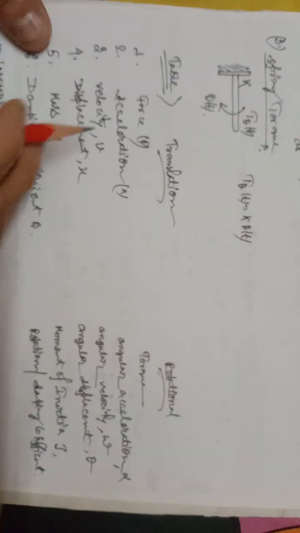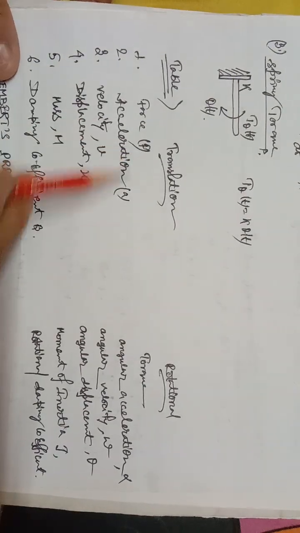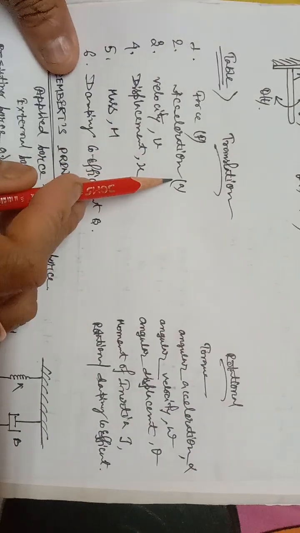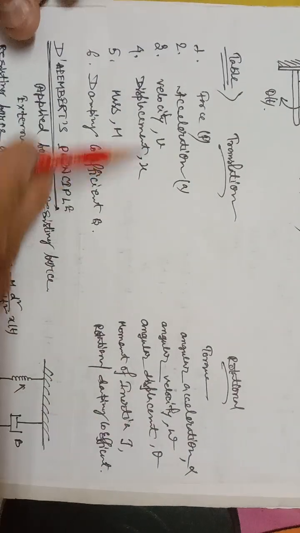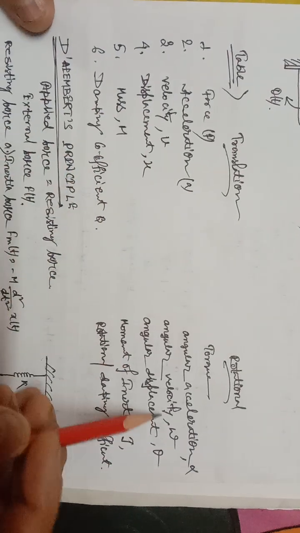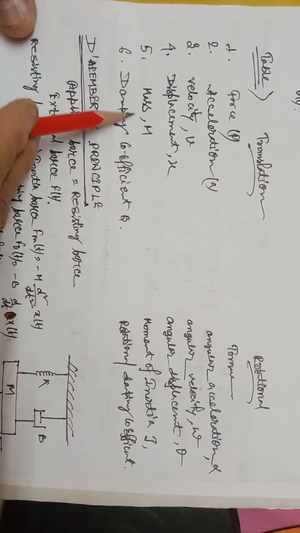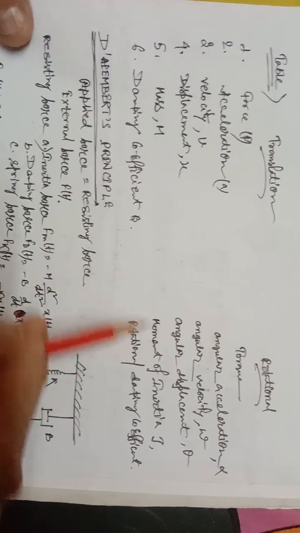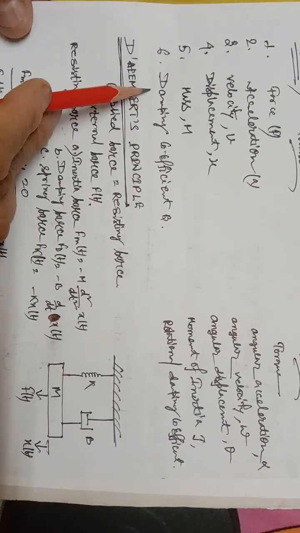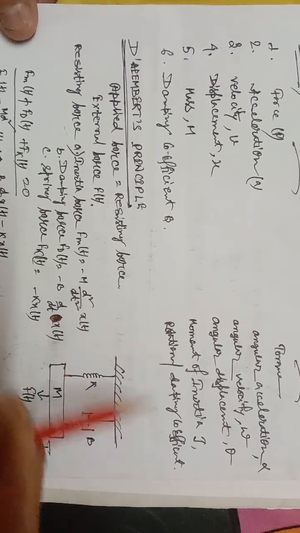Now compare with the table, be careful. Translational motion and rotational motion: force F and torque T, acceleration a and angular acceleration alpha, velocity v and angular velocity omega, displacement x and angular displacement theta, mass M and moment of inertia J, then damping coefficient B and rotational damping coefficient B.